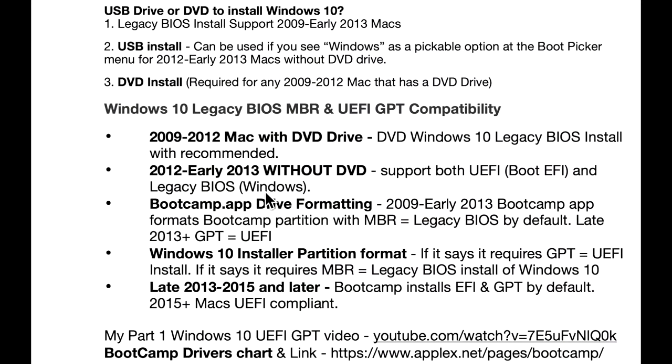Now I go over this again here, and you can pause this on the screen or you can read this in the description. I go over more details over the years, and I also talk about the drive formatting for the Boot Camp app, and I talk about the Windows 10 partition format that it's expecting if you're seeing an error in the installer. I also have a link down here to my UEFI version of Windows 10 installation video, and that's for late 2013 or newer Macs.